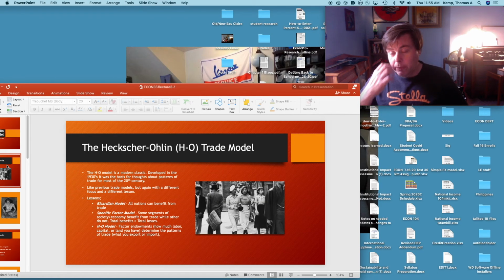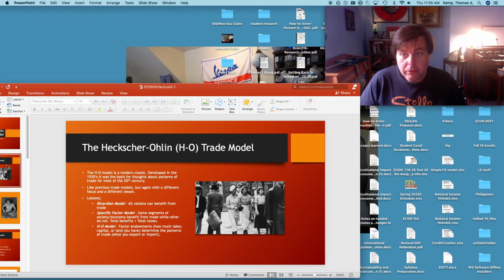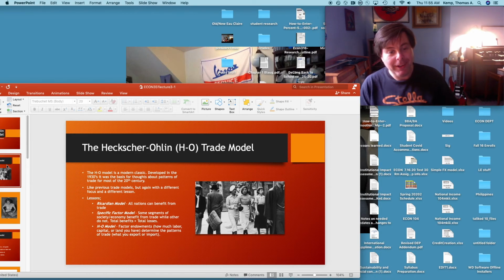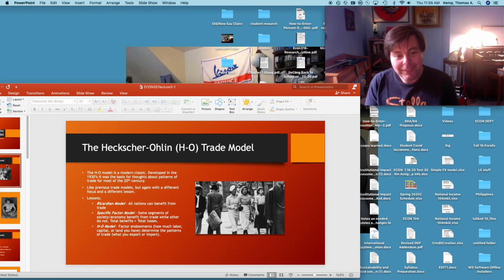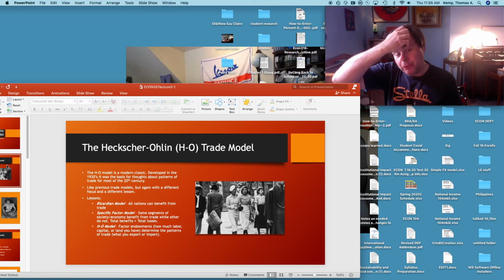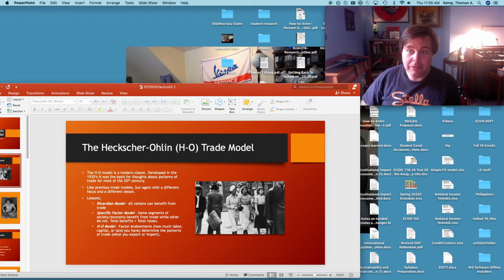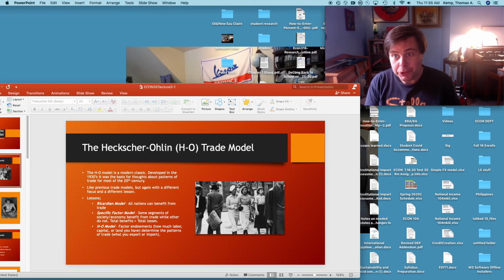So the Heckscher-Ohlin model was originally developed back in the 1930s by Heckscher and Ohlin. I can remember Ohlin's first name was Bertie, because that's easy to remember, Bertie Ohlin. But I can't remember Heckscher's first name off the top of my head. It says here, it's a modern classic. You pick up any textbook on international trade theory, and for sure it's in there. So for sure they've got Ricardo, and for sure they've got Heckscher-Ohlin. Without exception, you'll never find it absent, because again, it's sort of the standard.